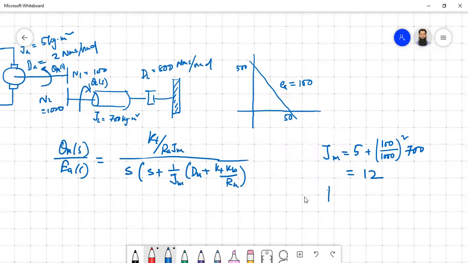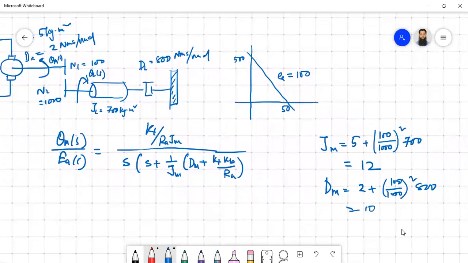Similarly, what is your Dm? Dm is basically, now similarly, you have 2 plus the same ratio, 100 by 1000, that is 1 by N2 whole square, into 8. So basically it will be 10. So two parameters are already figured out.